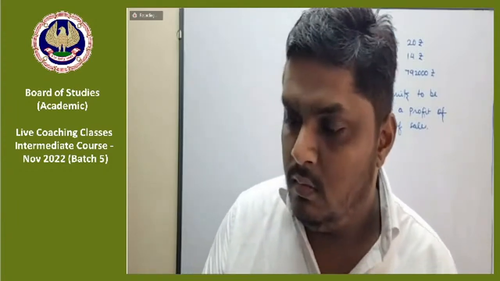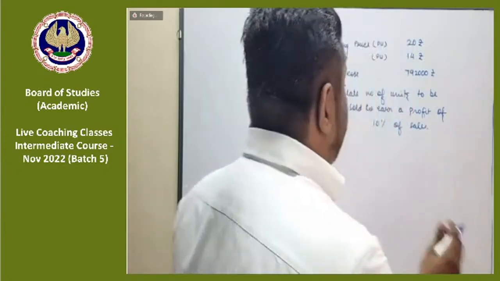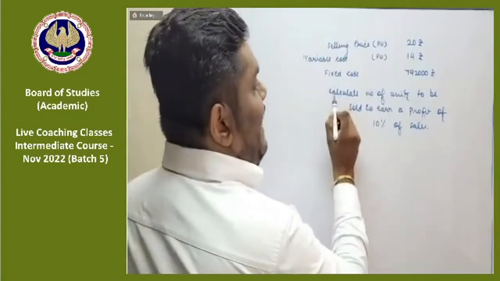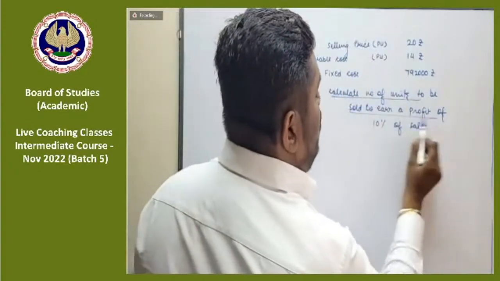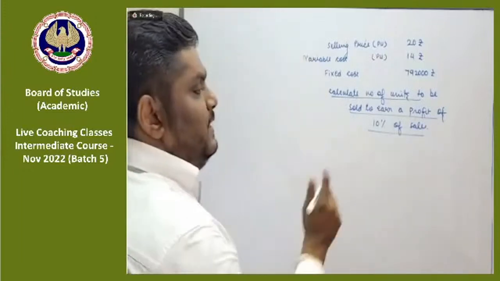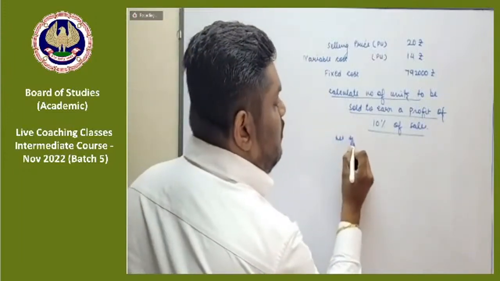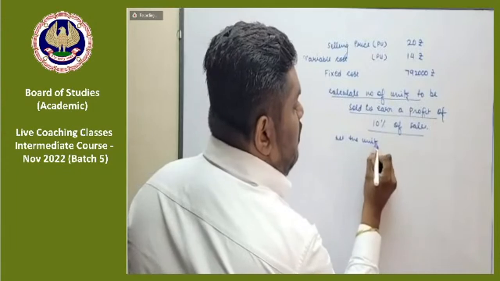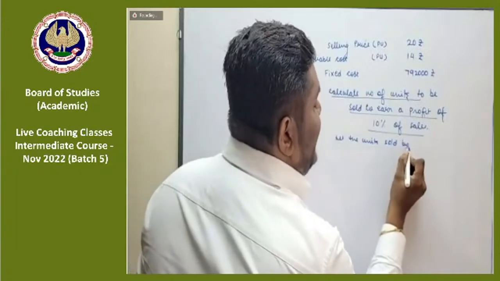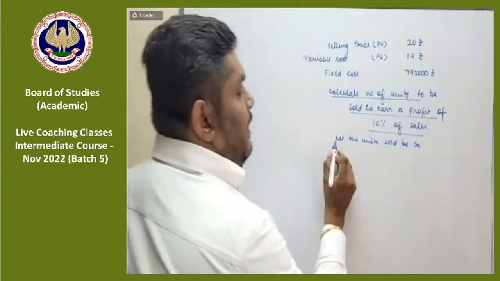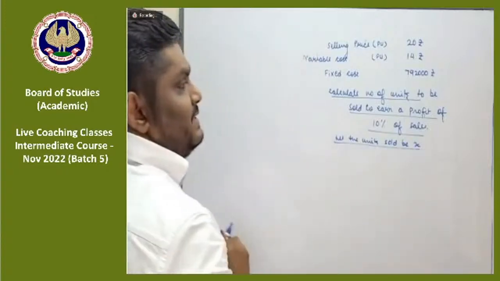So now, calculate the number of units to be sold to earn a profit of 10% of sales. So let the units sold be X.